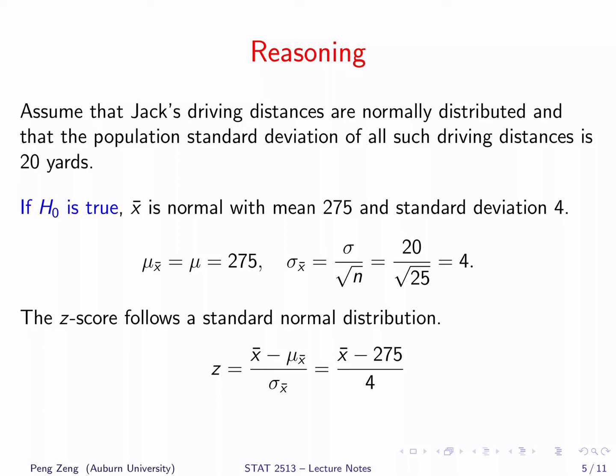As we have discussed, a small value of x bar supports the alternative hypothesis, and a large value of x bar supports the null hypothesis. We can calculate the z-score for x bar, which is x bar minus 275 divided by 4. Recall that this score indicates the relative standing of a value. We will select a cutoff point in terms of z-scores. In this case, we will reject H0 if the z-score is too small.